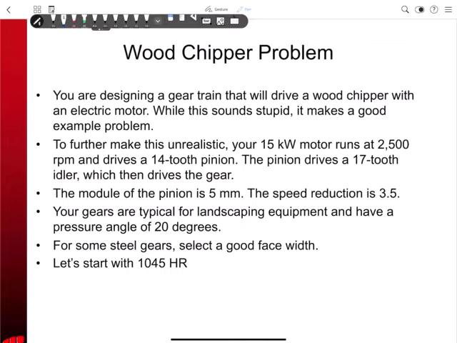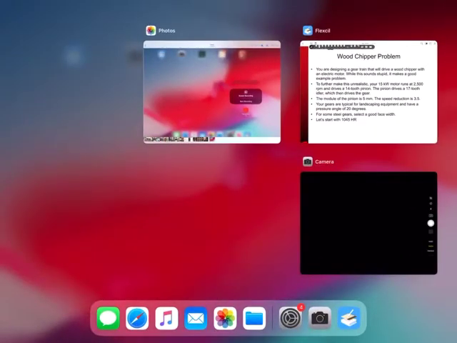And so the way this is going to drive, the motor spins like this, and it drives a 14-tooth pinion. And that pinion is going to drive a 17-tooth idler. This is important, and we're going to talk about why the idler matters in a little bit. So the pinion drives an idler. Then the idler drives a gear. The gear has some number of teeth, and the gear ratio is 3.5.